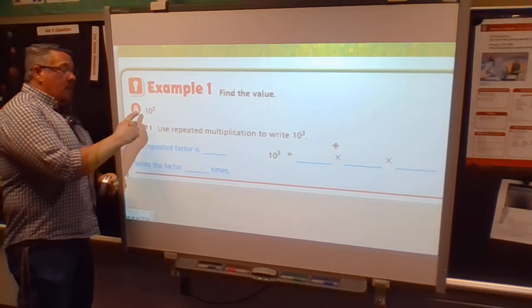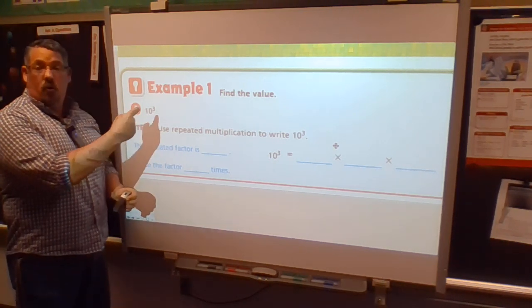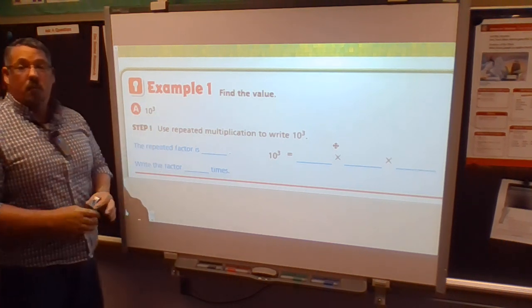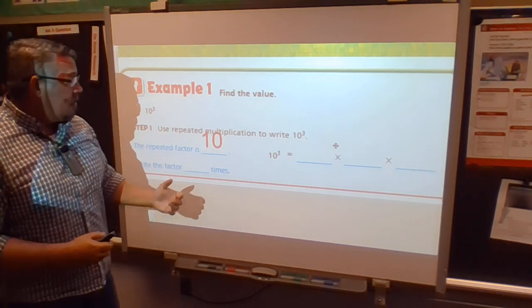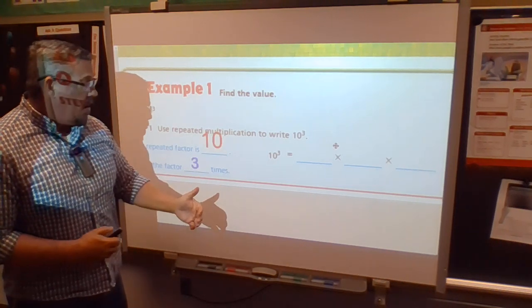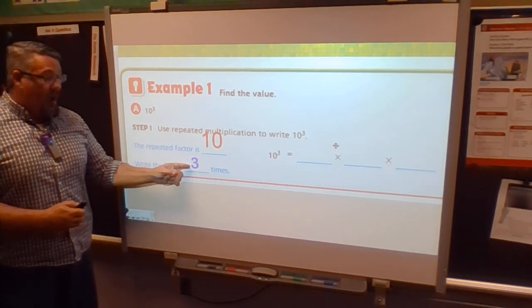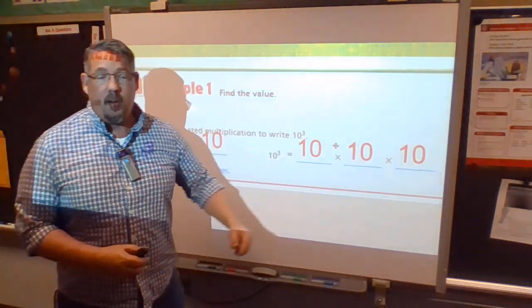So this is 10 to the exponent of 3, 10 to the 3rd power, also known as 10 cubed, because that 3 tells me that it's cubed. But I'm going to write it down as 10 times 10 times 10. I have to write my base of 10, and I have to write it 3 times because my exponent tells me to. This gives me a point.